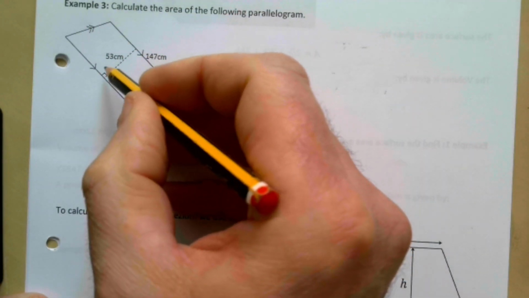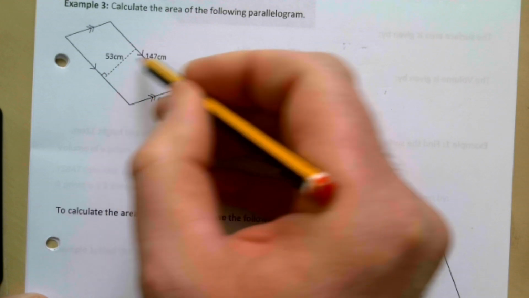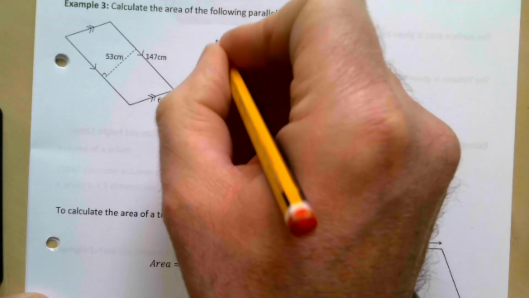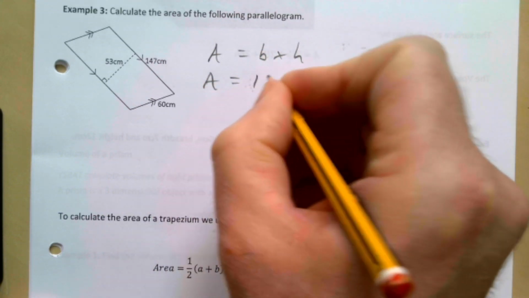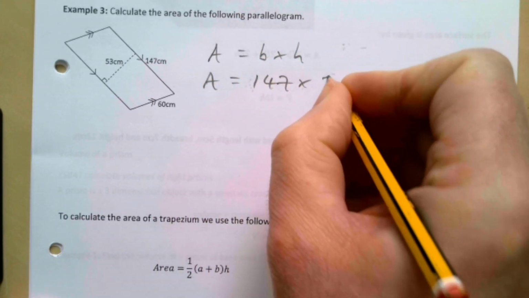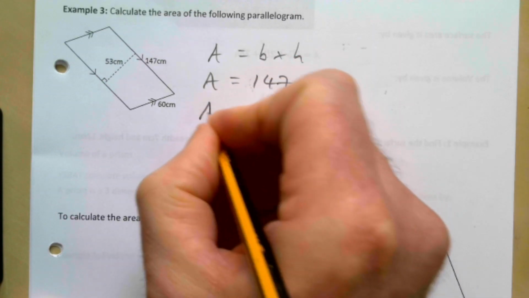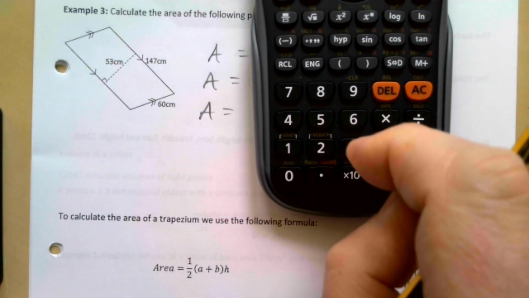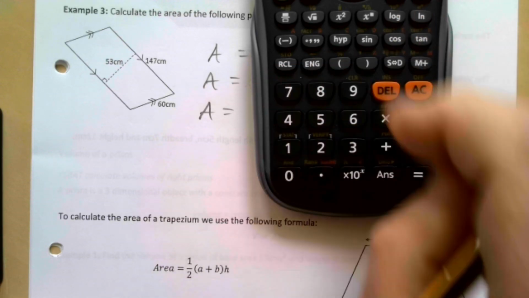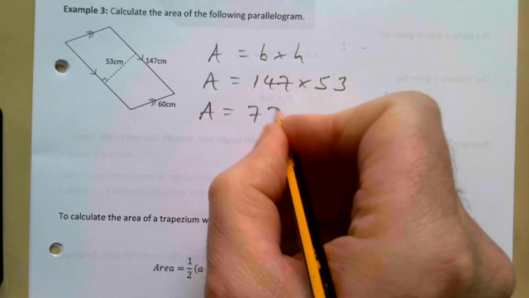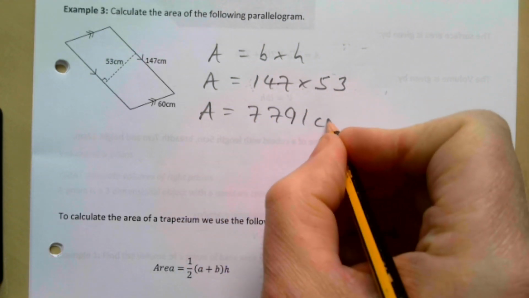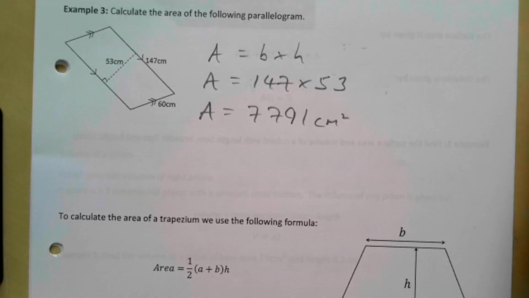And again, we just need to be a wee bit careful with this one. So if they've given us this as the perpendicular height, then this must be the base. 147 times 53. Now, 53 times tables aren't what they used to be, so we need a calculator for this one. 53 times 147 is 7791. And that then is centimeters squared.